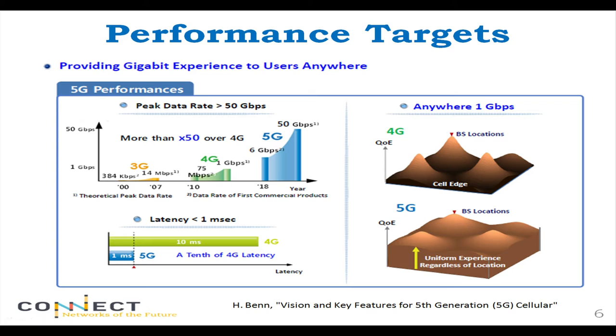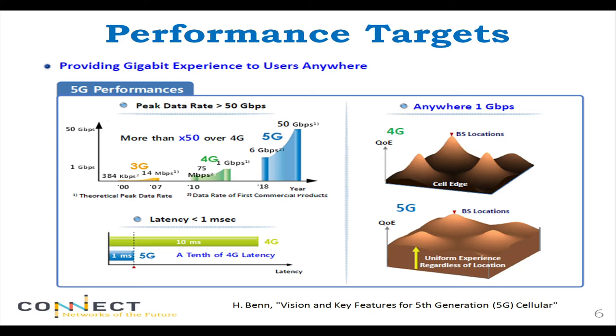What does it mean? It's basically the highest possible data rate you can provide between a point of access to the network, say an access point or a base station, and the user. It can be a laptop, tablet, mobile phone. So you cannot go higher than that.